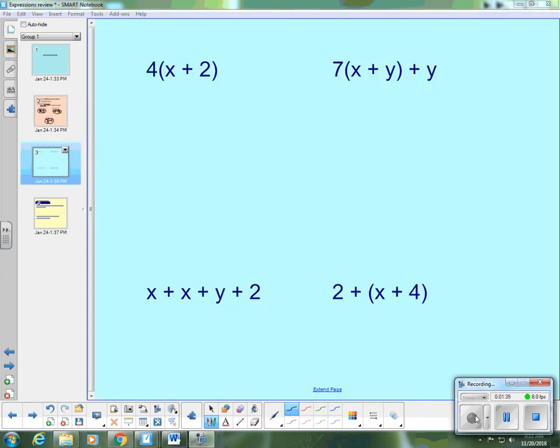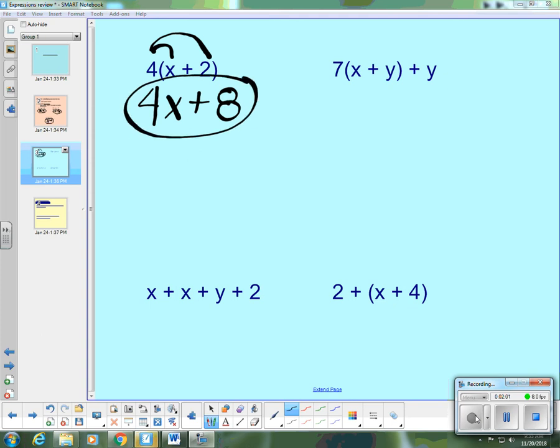Now we're going to look at some problems that have parentheses in them, and that's our first step, to get rid of parentheses. The first example, 4 times the quantity x plus 2, is the distributive property. It's a number that's being multiplied by a sum. So we're going to distribute the 4 to each of these. 4 times x is 4x, plus 4 times 2 is 8. I'm not allowed to combine these because they're not like terms, so I'm done.